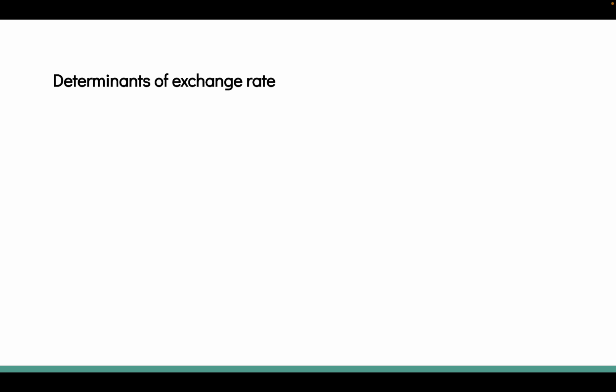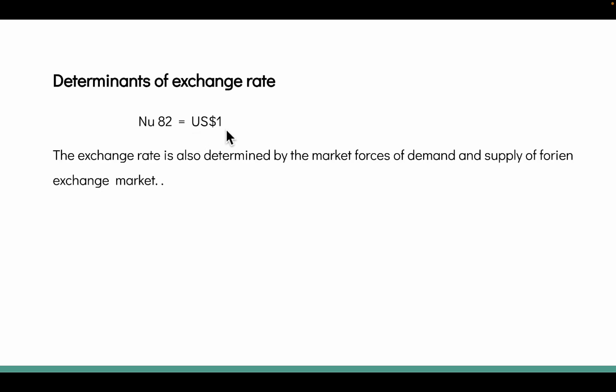Now in the next topic, we are going to discuss the determinants of exchange rate. Look at the example. Ngultrum 82 is equal to US dollar 1. Now, how is this price being determined? Why do we have to pay Ngultrum 82 to buy 1 US dollar? So how is the price of this dollar being determined? Same like the determination of price of goods and services in the market, the exchange rate is also determined by the demand and supply of currency in the foreign exchange market.